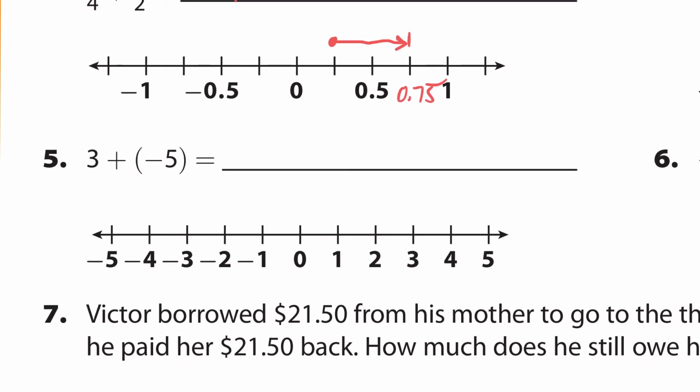Starting at 3, and you go to the left 5. So 1, 2, 3, 4, 5. Right there, stopping at -2.